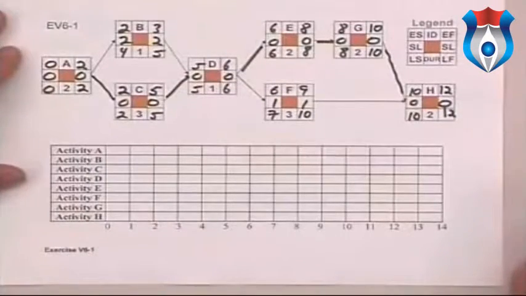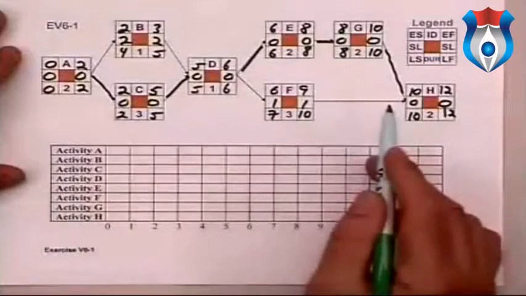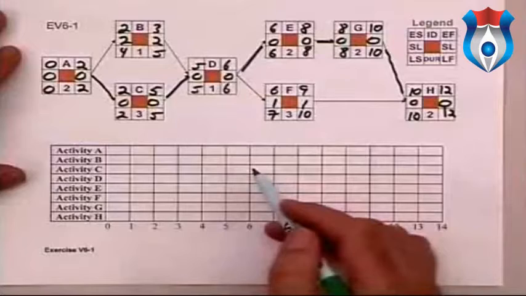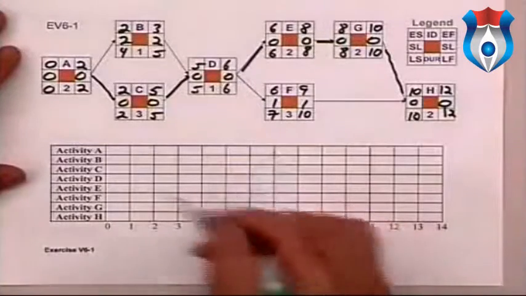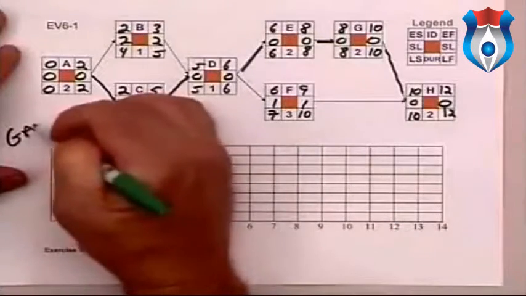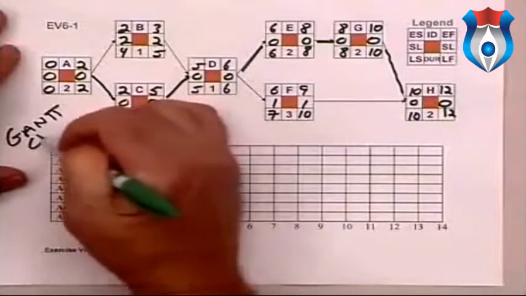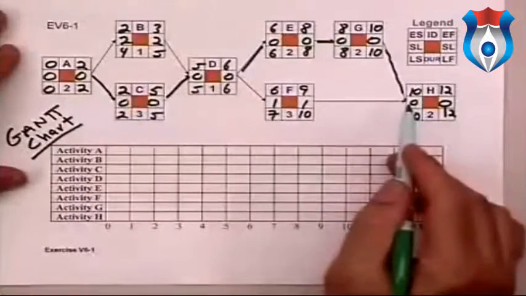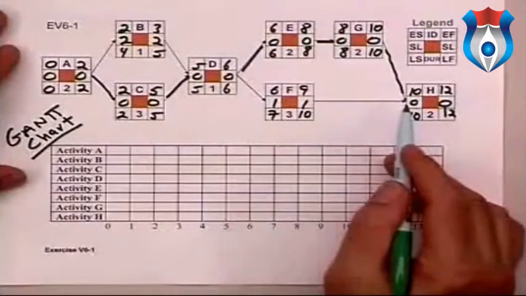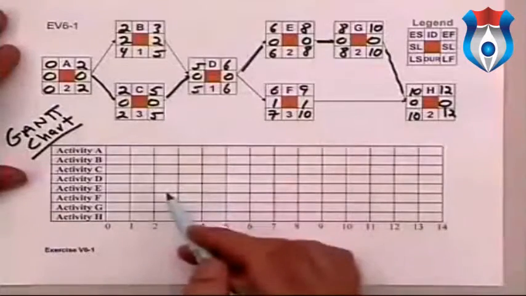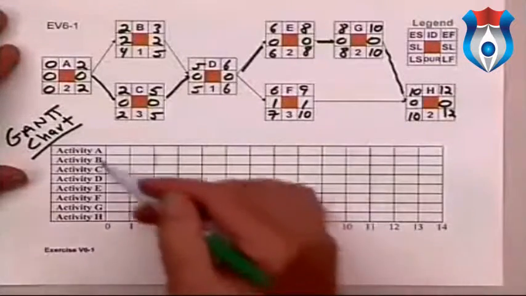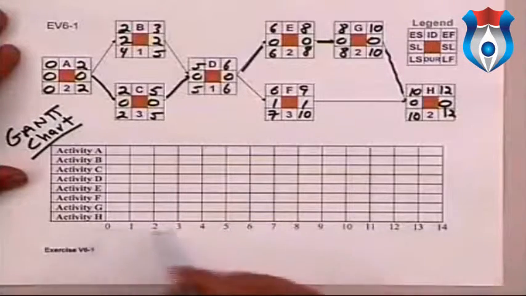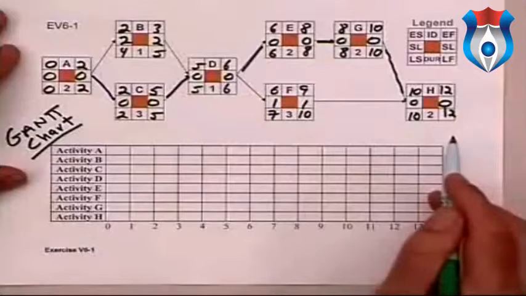In this lesson, I'm going to demonstrate how you transcribe information that you collected or calculated for your network into one of the most famous graphs in project management, the Gantt chart. Here we have a network that we did the forward and backward pass on in previous lessons, and we're going to transcribe this information into the Gantt chart. We have the 8 activities listed here, and we have a time frame that spans the duration of the project.